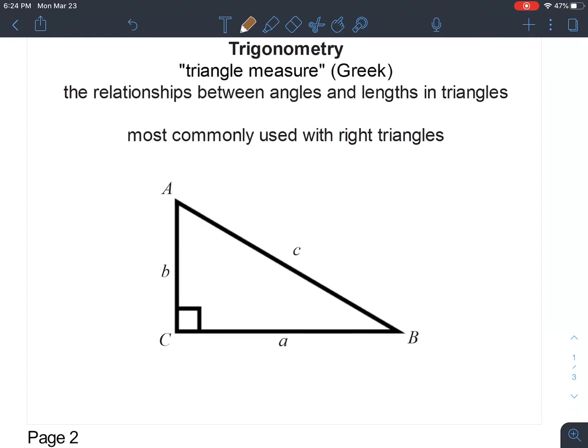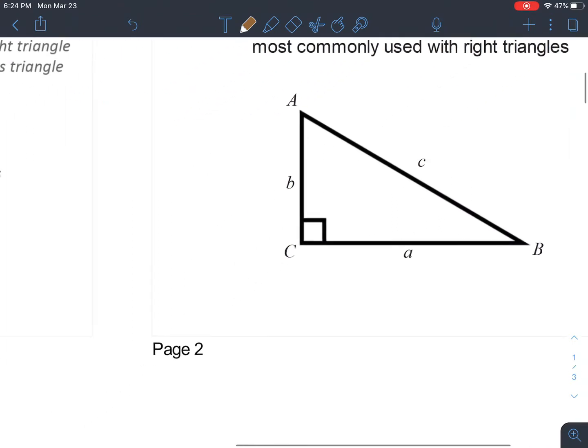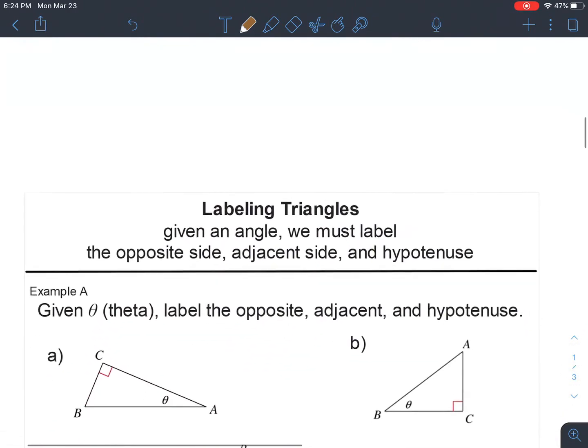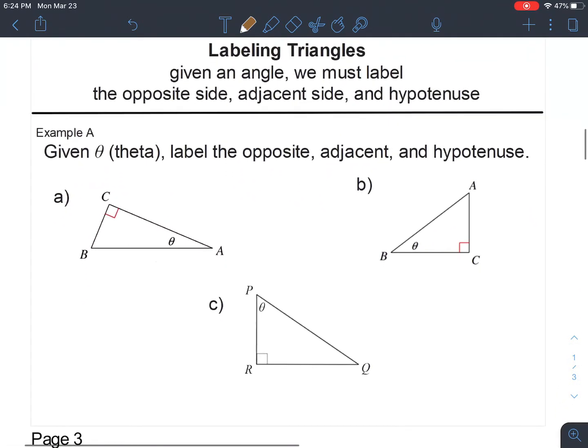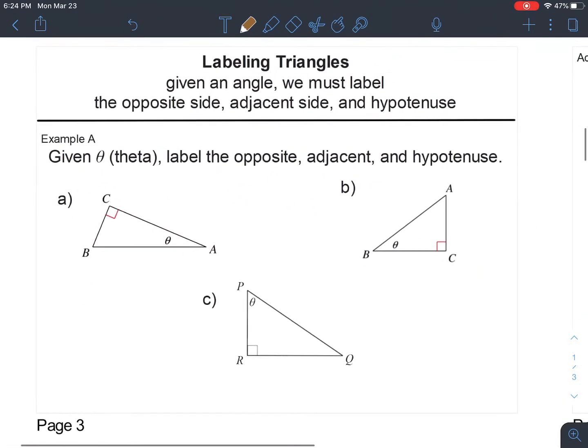In IM 3, there is going to be a chapter in Term 3 where you do talk about non-right triangles, but for this, we're mainly just going to focus on the right triangle. So the first thing, in order to do trigonometry with a triangle, is we have to label the sides of the triangle. So given an angle, we must label the opposite side, the adjacent side, and the hypotenuse.